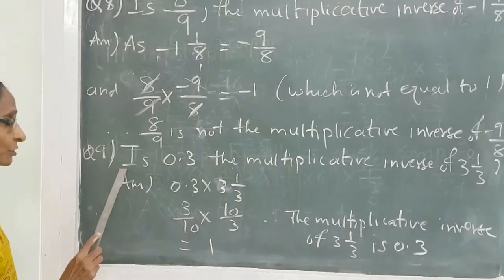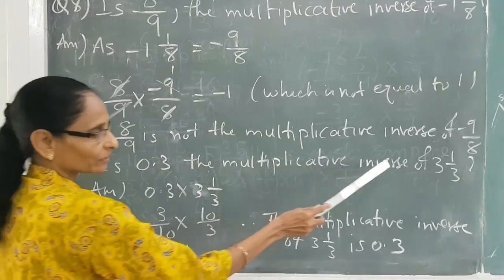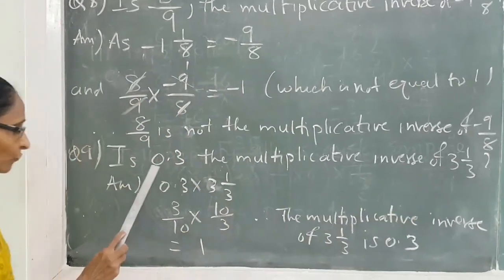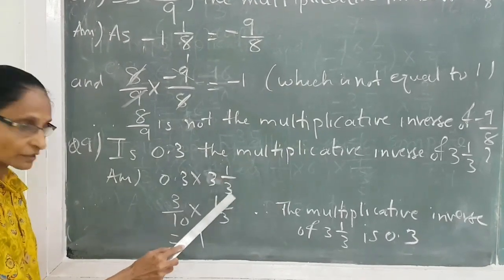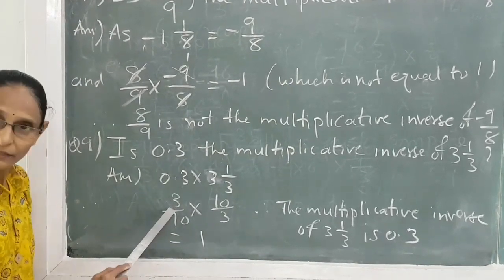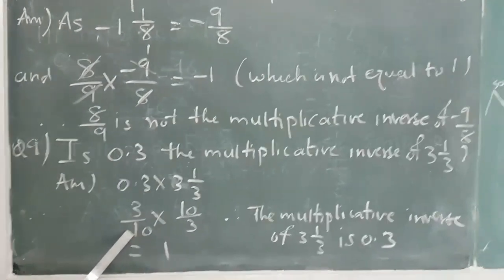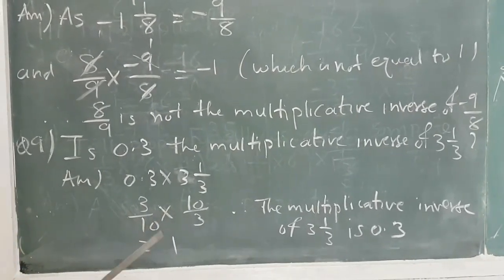Now let us do question number 9. Is 0.3 the multiplicative inverse of 3 integer 1 upon 3? So first 0.3 into 3 integer 1 upon 3. 0.3, can you write 3 upon 10? Yes. Decimal, you are writing in fraction, because we are doing rational numbers. So it should be P upon Q form.